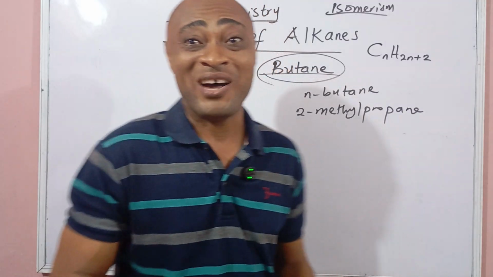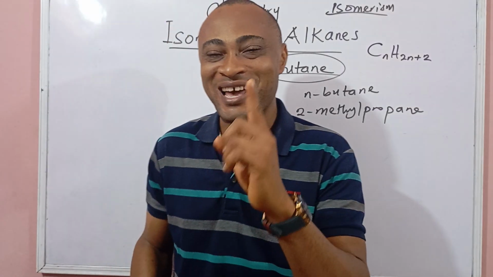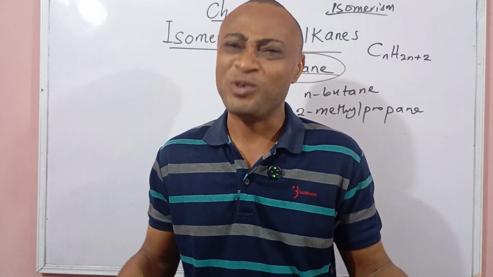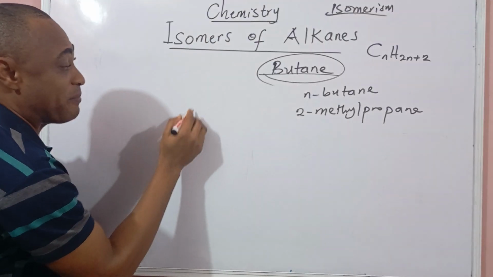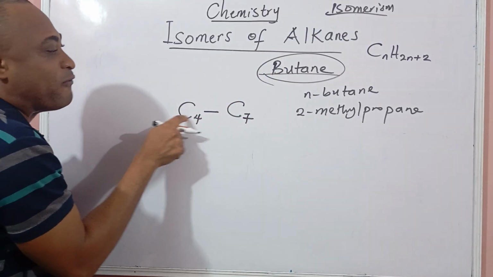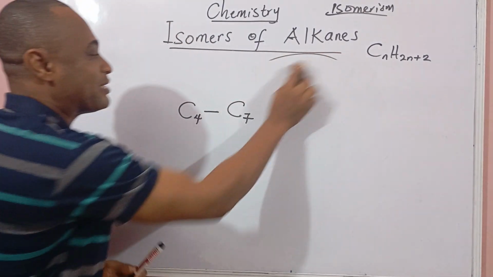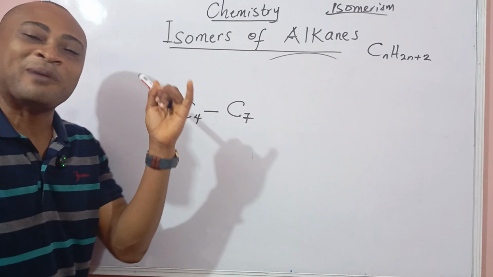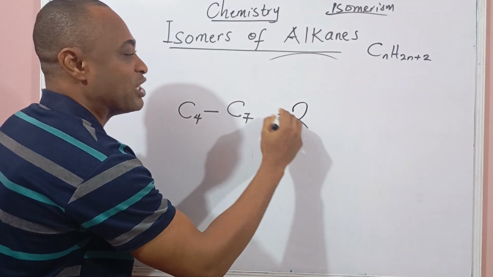And that is why the simplifier is here. I'm going to make this as easy as possible. And trust me, at the end of this video, you're going to give me a hug. Look at this. If you want to get the number of isomers, remember it starts from carbon 4, that's butane. Now, I will give you a formula for carbon 4 to carbon 7. That means if you want to get the isomers of butane, pentane, hexane, and heptane, all you need to do is just follow this formula.